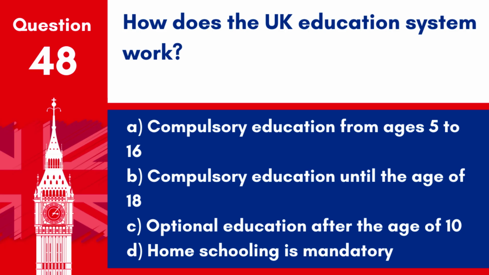Question 48. How does the UK education system work? A. Compulsory education from ages 5 to 16. B. Compulsory education until the age of 18. C. Optional education after the age of 10. D. Homeschooling is mandatory.